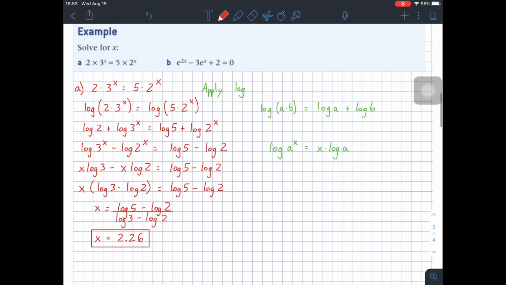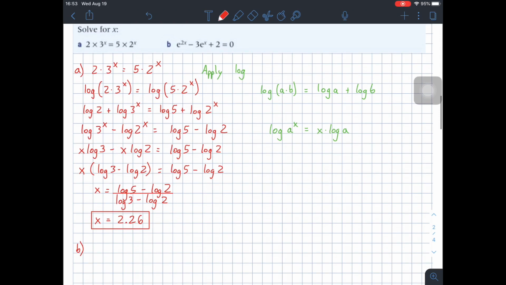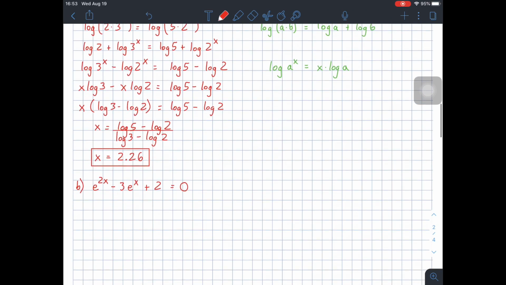Okay, now let's go to part B. In part B, let me copy the exercise for it. It says e to the power of 2x minus 3 times e to the power of x plus 2 is equal to 0. Okay, I see something interesting here.